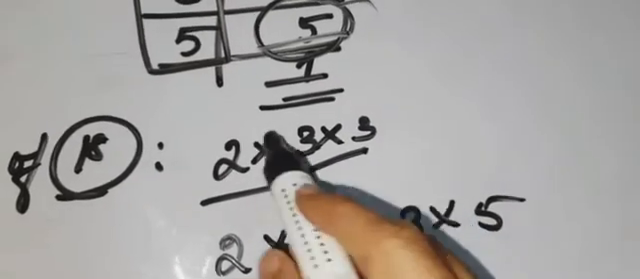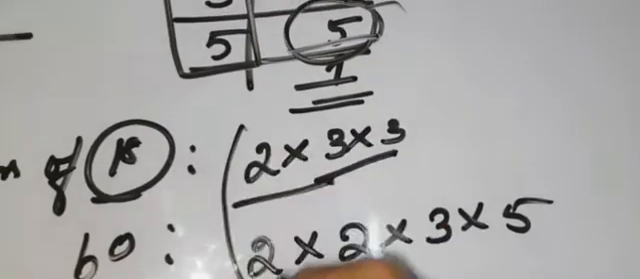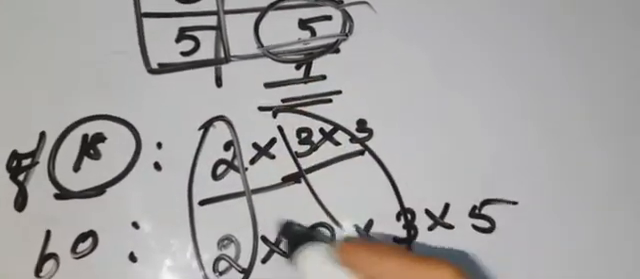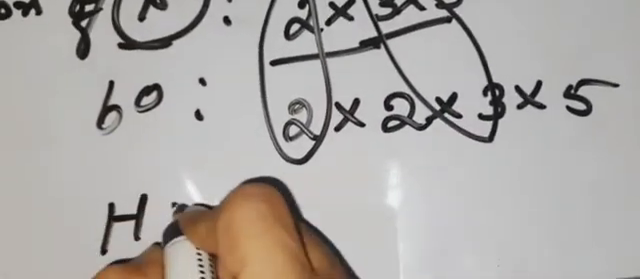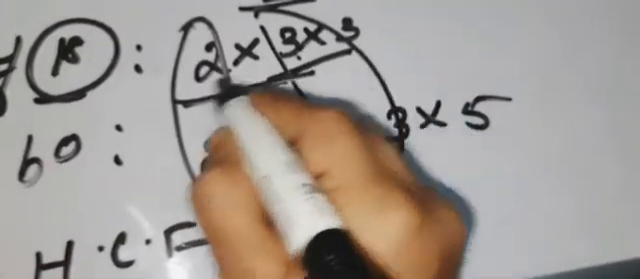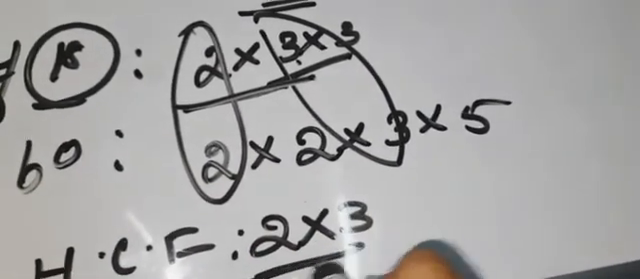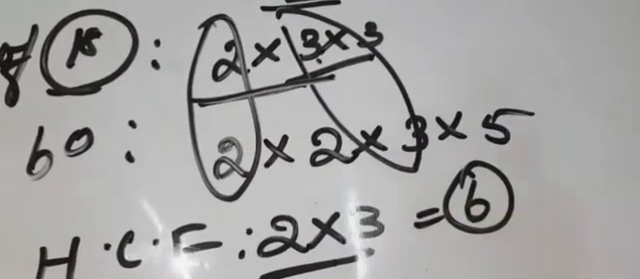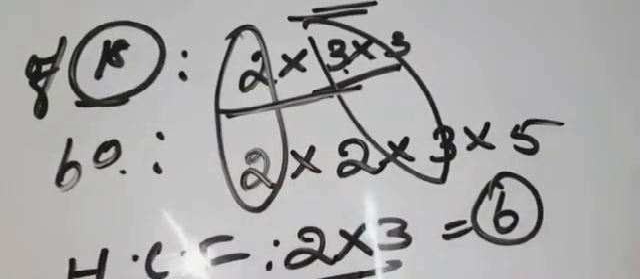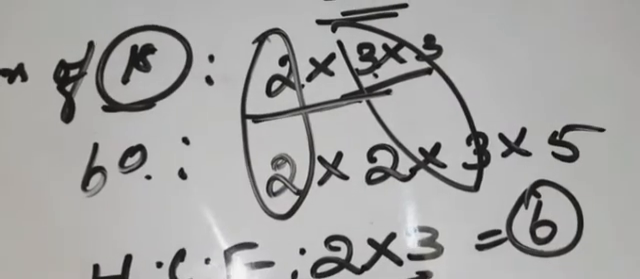Among these two numbers, which are the common factors of 18 and 60, students? 2 is common and 3 is common. So now what we are going to find out is the HCF of 18 and 60. We will take the common factors 2 and 3, then we will multiply them. The product that we get is the HCF of the given numbers 18 and 60. The rest of the problems which are not given in the classwork are your homework, students.